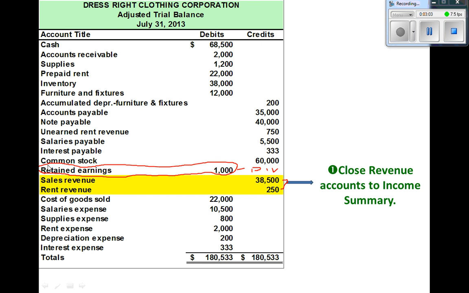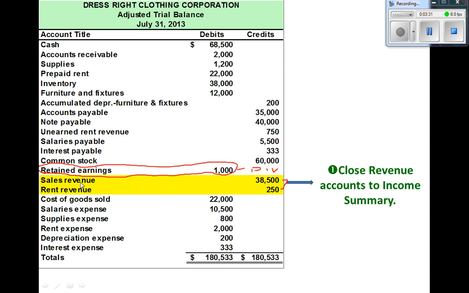So again, in this example, this is our adjusted trial balance from the textbook example. Again, I call your attention to the fact that prior to the closing process, retained earnings has a beginning balance of a debit of $1,000, and this represents a dividend that was paid during the period. This is a new company, so it did not have a prior retained earnings balance.